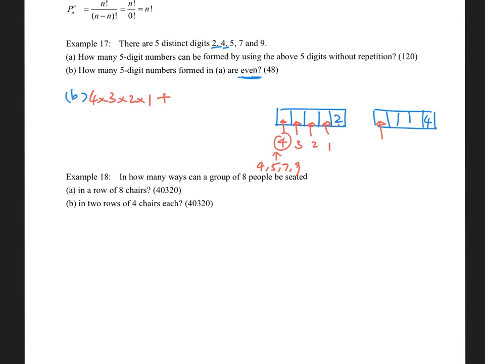Similarly, for this one you can still have 2, 5, 7, 9, 4 numbers to choose from. So that's why it's 4, 3, 2, and 1 again. So totally, how many ways do you have? There are 48 ways to make an even number.